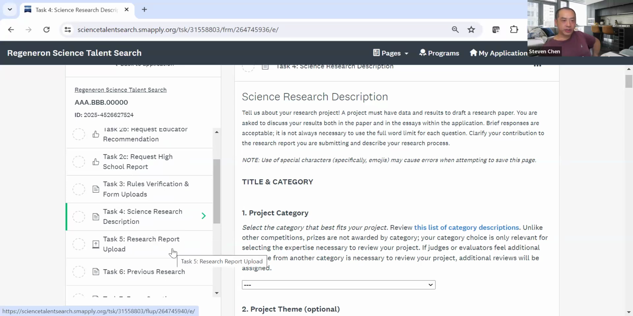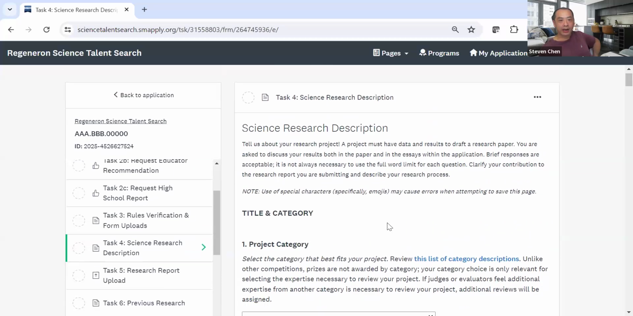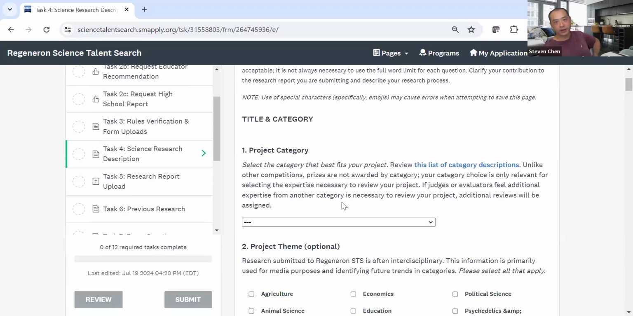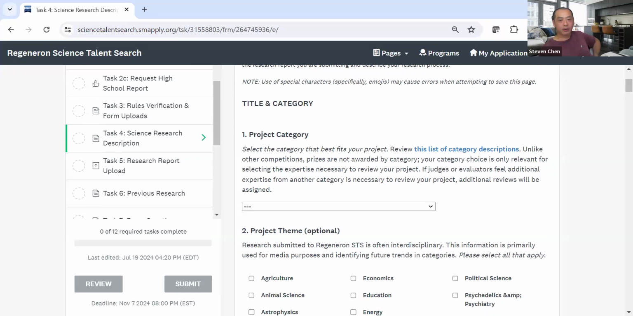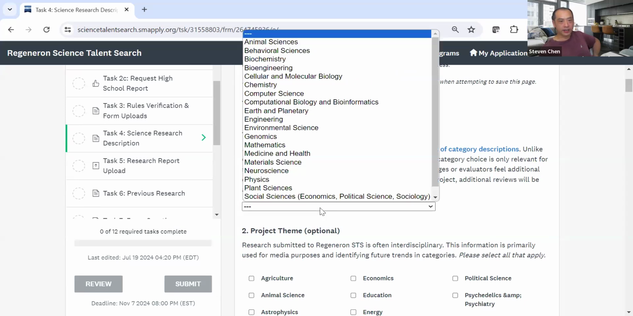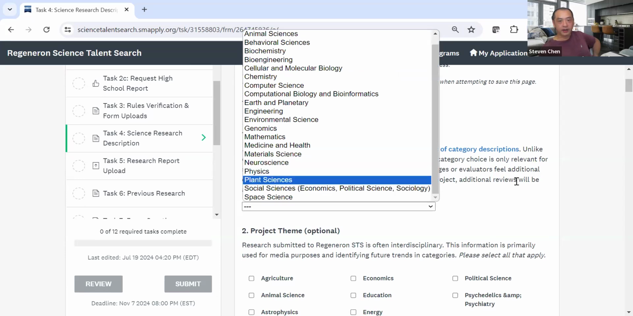Everyone needs to submit a research report, right? Task 5 is about the upload of the report, and task 4 is about your summary of this research. Okay, all right, let's see what kind of questions we need to answer. First, it asks you to choose a project category. Actually, I recall that someone asked me this question a while ago. So the answer is here. Here's the list of categories that you need to choose from.